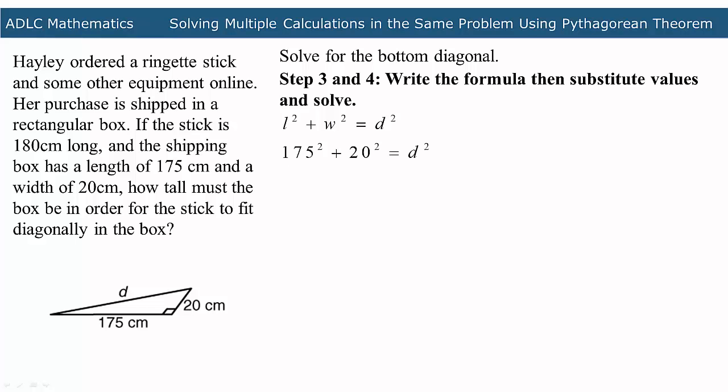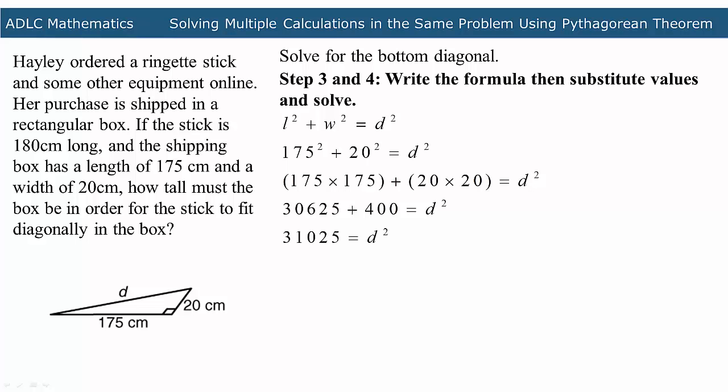Substitute the values in for the variables. Finding the square of a value is the same as multiplying it by itself. So 175 multiplied by 175 plus 20 times 20 equals D squared. This amounts to 30,625 plus 400 equals D squared. When you add these values together, D squared is equal to 31,025.